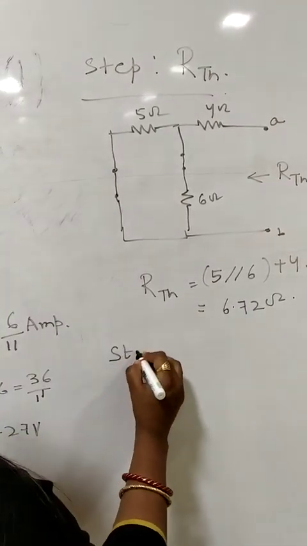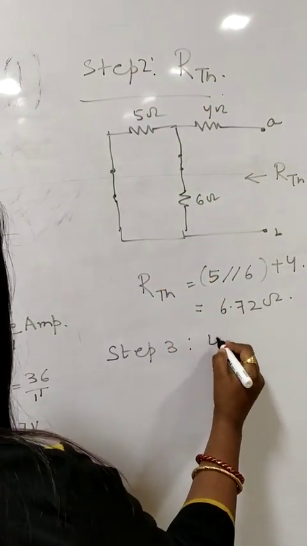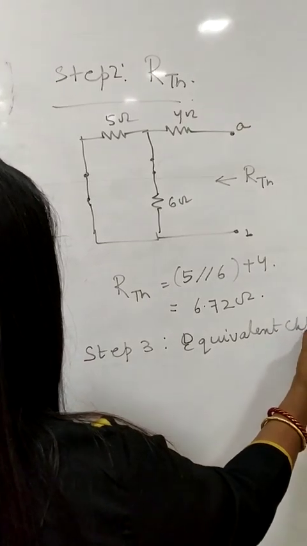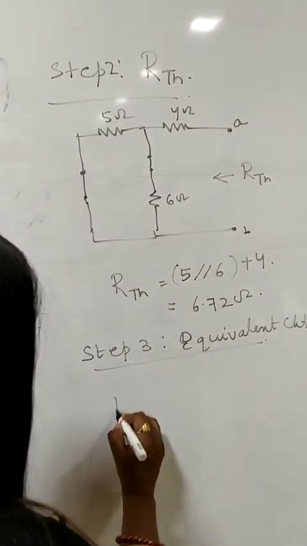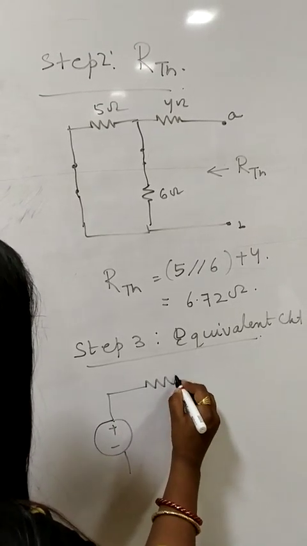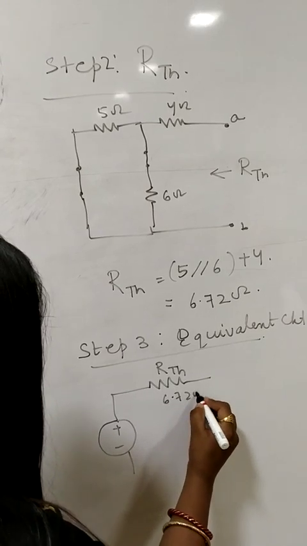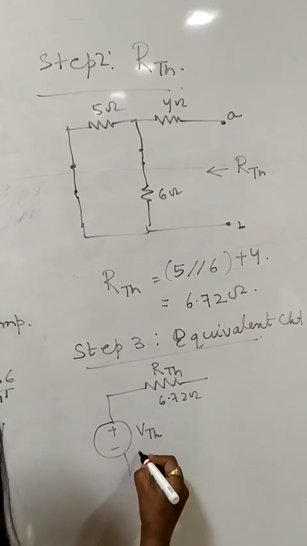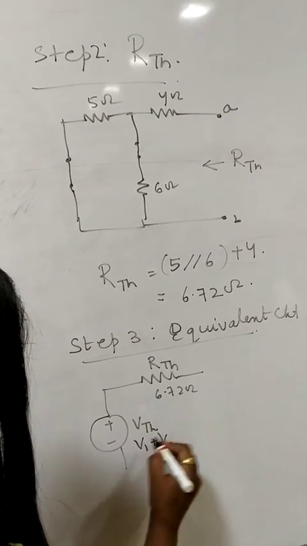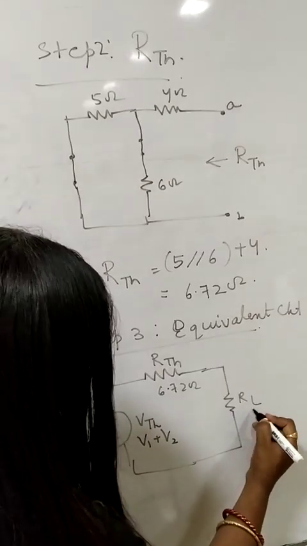Next we go to step 3, the last step in this theorem, the equivalent circuit. In this step we have to do the final calculation. We will consider Thevenin voltage in series with Thevenin resistance, that is R Thevenin 6.72 ohm. This is V Thevenin, which is the combination of V Thevenin 1 plus V Thevenin 2, and then the load resistance, that is RL 10 ohm.